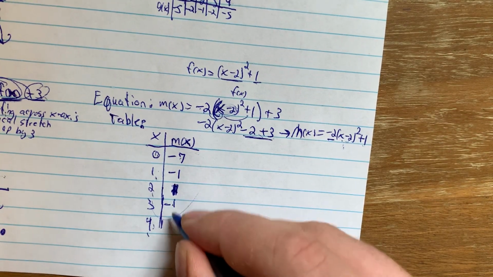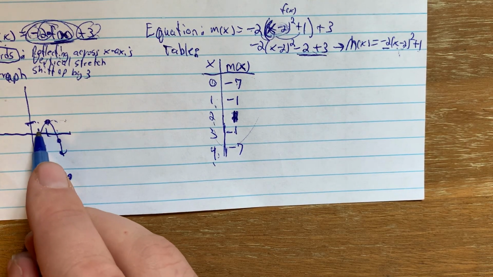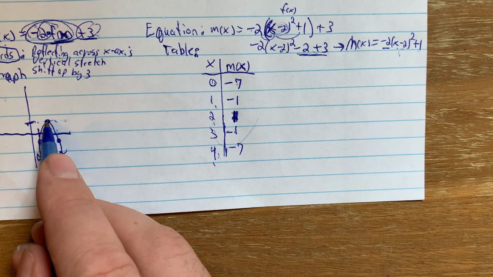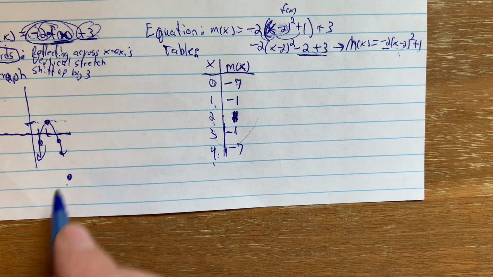So -1, -7. And I guess we could have gotten that off of the graph, right? So we've got 1, -1, 3, 1, sorry, 2, 1, my goodness, 3, -1, and then the next one would be 4, -7.